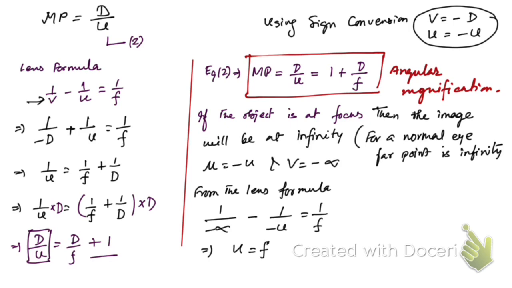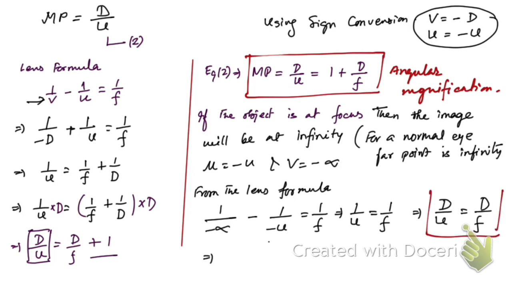So if u is equal to f, then instead of writing u is equal to f, let me write this way: 1/u is equal to 1/f. Now multiply d on both sides. Then we got d/u and d/f. d/u is nothing but the angular magnification, or magnifying power. So now it has become d/f, right? So this is the expression when the object is at focus.